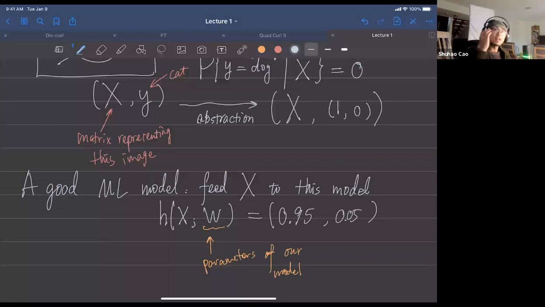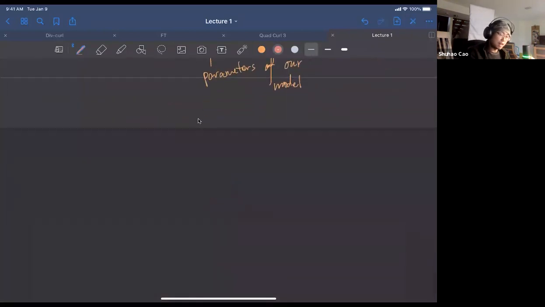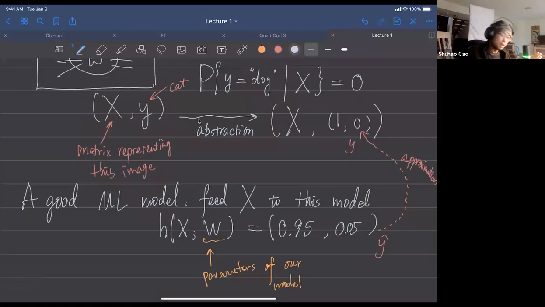And what it means is it's an approximation to the true label. So this is y hat and this is y. And y hat, we want it to be a good approximation to the true label. So this is what we try to achieve. If we have a bad model, we may have 0.5, 0.5. Okay, so that will be a bad model. And if a good model, we will have something like this. So for example, it predicts, okay, our image has a 95% chance to be a cat. I mean, intuitively speaking. So this is a good model.